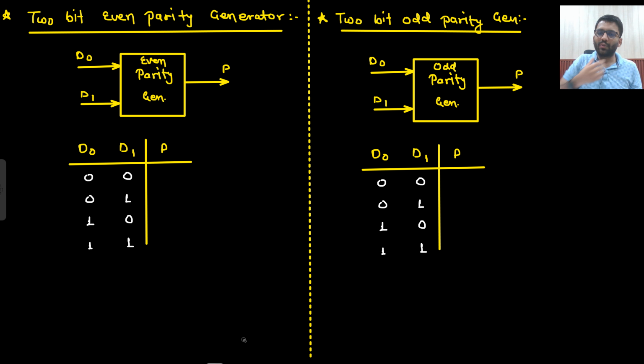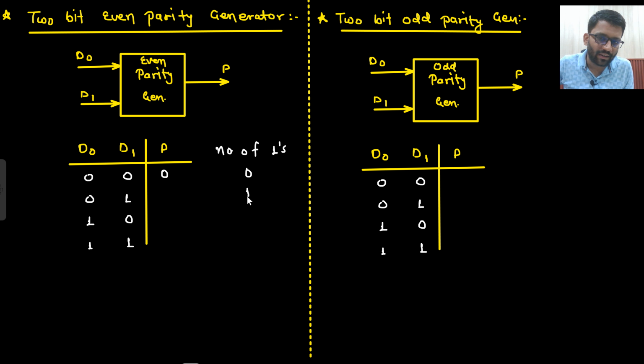So let's see the 2-bit even parity generator. This is my input, this is my even parity generator. What would be your parity? Even parity generator, so the task is that the number of ones should be even. Here what is the number of ones? I am writing one more thing: number of ones. Here the number of ones is 0. That means it is an even number, so the parity will be 0.